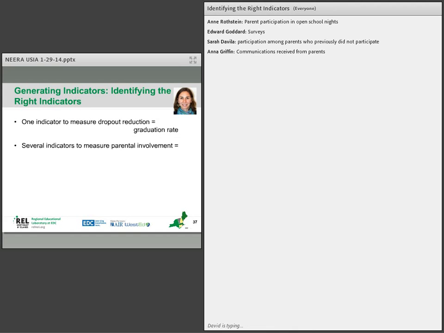There we have Anna Griffin with Reading My Mind, communications received from parents. Are parents reaching out to the school? To what extent are parents participating in the parent-teacher organization? Do we see increased numbers of parents on the attendance logs at these parent events? That's an interesting one Sarah Davila has: are we seeing participation among parents who previously did not participate? Do we have cohorts or subgroups of parents that we're specifically interested in reaching out to? And are we seeing an increase in the extent to which those parents are coming to open school nights, participating in the PTO, and in the number of hours that parents spend volunteering in school or in the school in general?